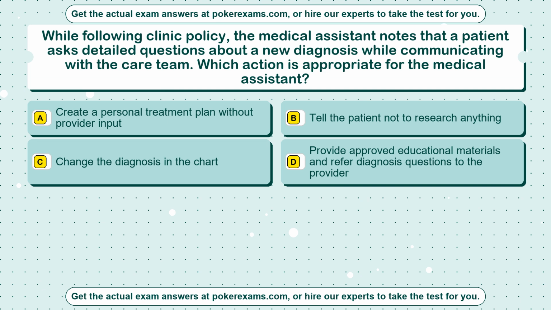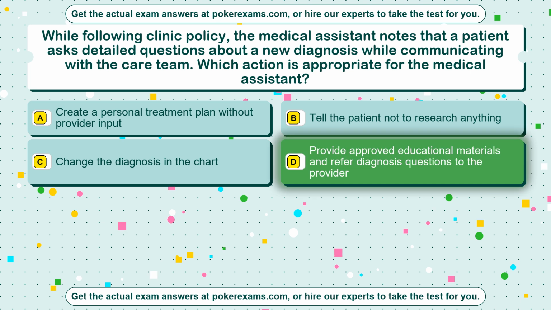Question 95. While following clinic policy, the medical assistant notes that a patient asks detailed questions about a new diagnosis while communicating with the care team. Which action is appropriate for the medical assistant? Option A, create a personal treatment plan without provider input. Option B, tell the patient not to research anything. Option C, change the diagnosis in the chart. Option D, provide approved educational materials and refer diagnosis questions to the provider.